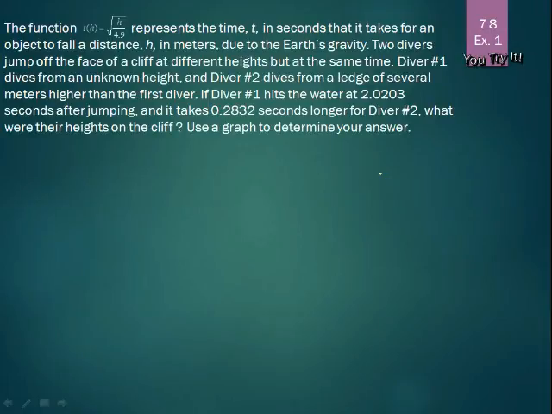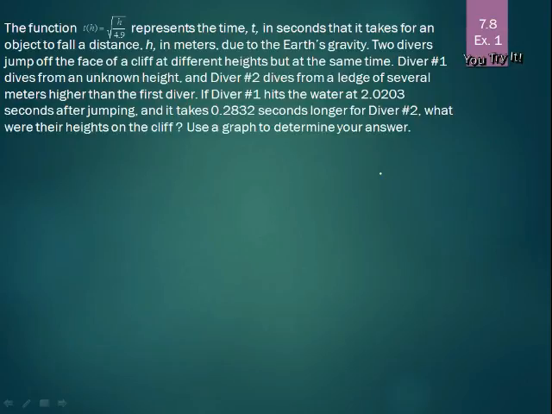The function t of h equals the square root of h divided by 4 9/10 represents the time t in seconds that it takes for an object to fall a distance h in meters due to the Earth's gravity. Two divers jump off the face of a cliff at different heights but at the same time. Diver number 1 dives from an unknown height, and diver number 2 dives from a ledge of several meters higher than the first diver.